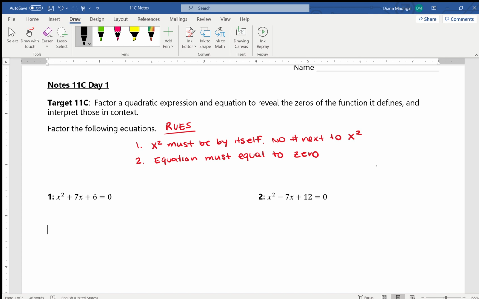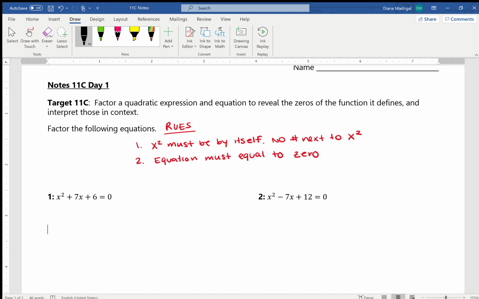All right, there are some rules for how to factor. The first rule is that we have to have x squared by itself. So if, for example, you have 3x squared, that is not by itself. We have a 3. We need x squared to be by itself like that. That's the first rule. The second rule is that we need the equation to equal 0. Once we have the equation equal to 0, we are able to solve and factor it.